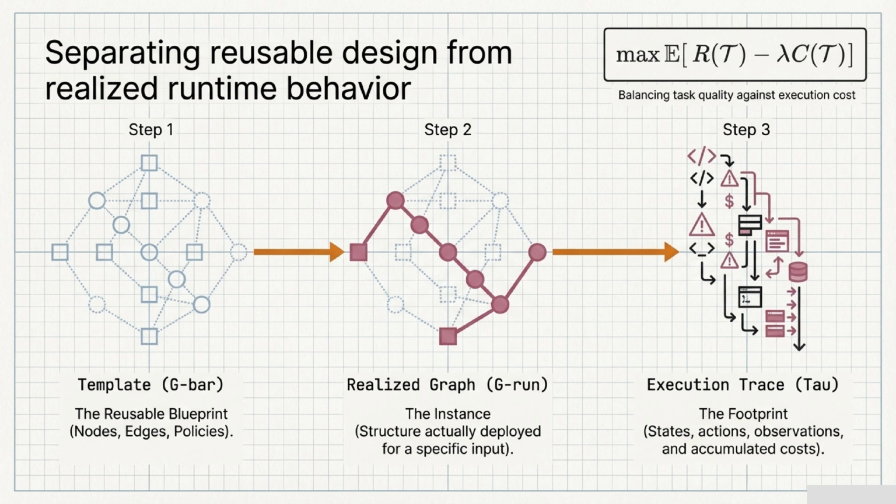To optimize these structures effectively, we need to separate reusable design from realized runtime behavior. We break this down into three distinct steps. First is the template, which is your reusable blueprint of nodes and edges. Second is the realized graph, which is the specific structural instance actually deployed for a given input query. And third is the execution trace, which is the footprint left behind, including states, actions, and accumulated costs. True optimization is all about balancing the task quality of these traces against their execution cost.